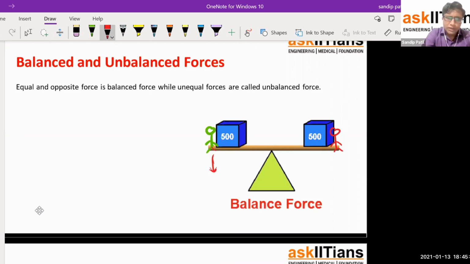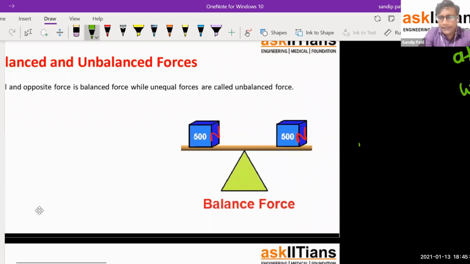Also you can see in the diagram, there are two blocks kept here. Both have a weight of 500, and the unit is Newton. We know the unit of force is Newton, so weight also has the unit of Newton. Remember, mass and weight are two different things.